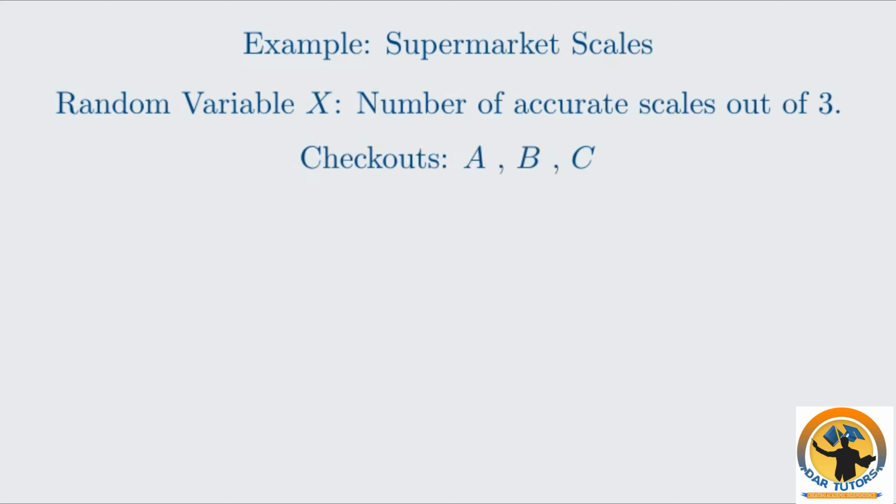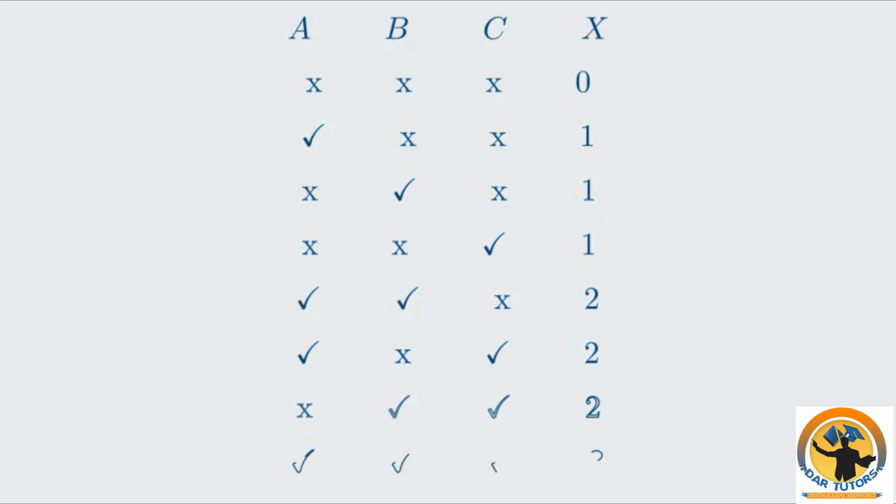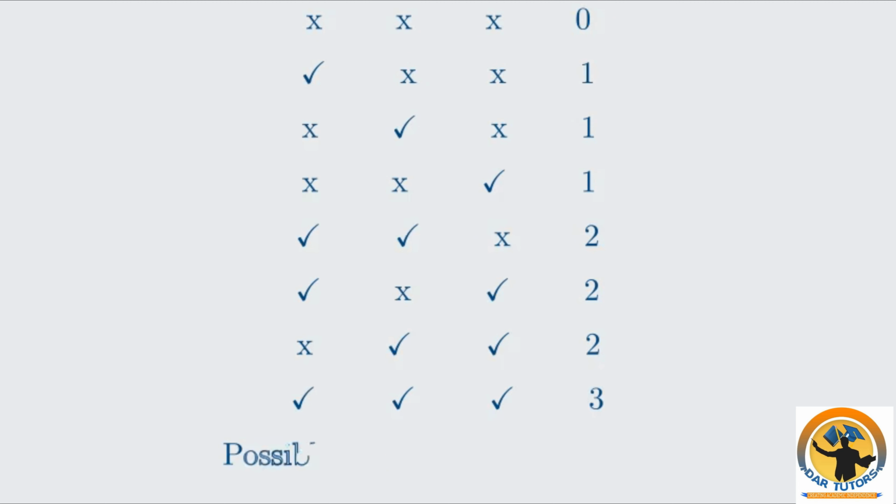First, we list all the possible outcomes for the 3 checkouts, A, B, and C. There are 2 to the power of 3, or 8, possible combinations. For each outcome, we count the number of check marks to find the value of our random variable, X. For example, if all scales are inaccurate, X, X, X, then X is 0. Looking at the table, we can see that the distinct possible values for X are 0, 1, 2, and 3. This confirms that X is a discrete random variable, as it takes on a finite set of specific values.